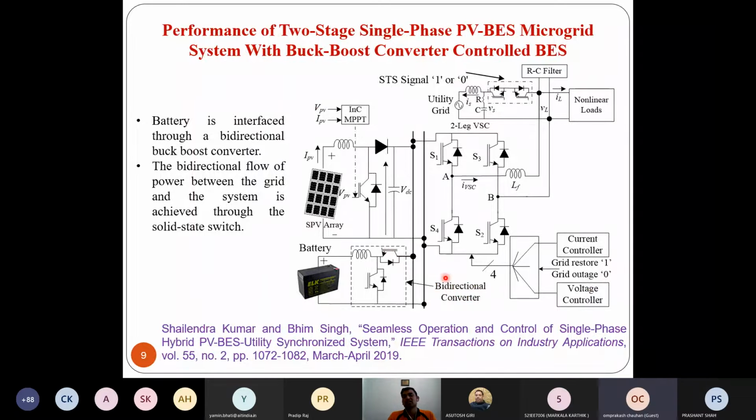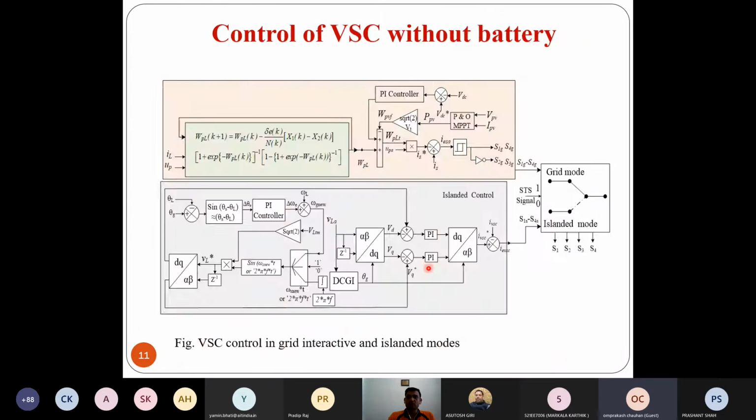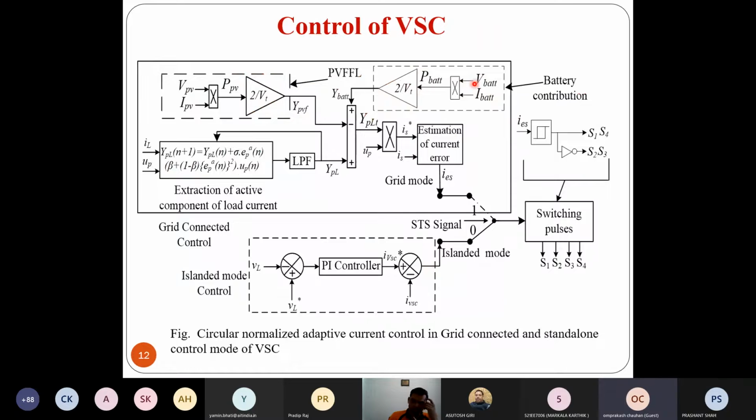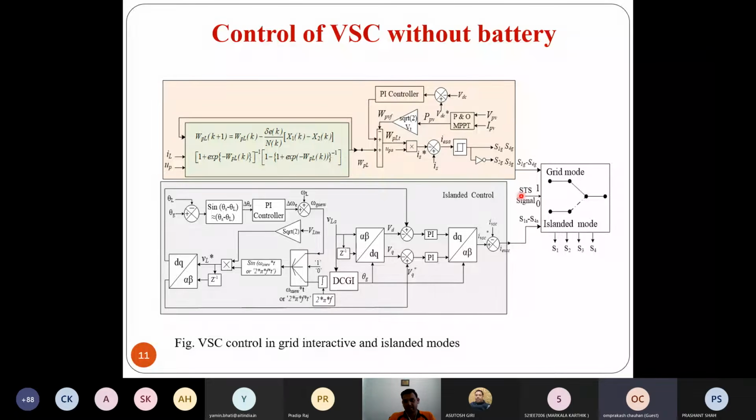So how will we go for the battery? How will we approach this battery in current control mode? So we have to take it the same as the PV array. Same as the PV array, we have to take the battery contribution. So we'll sense the battery parameters and they will be supplied to our control. Rest of the things are the same as we have seen in the control over there.